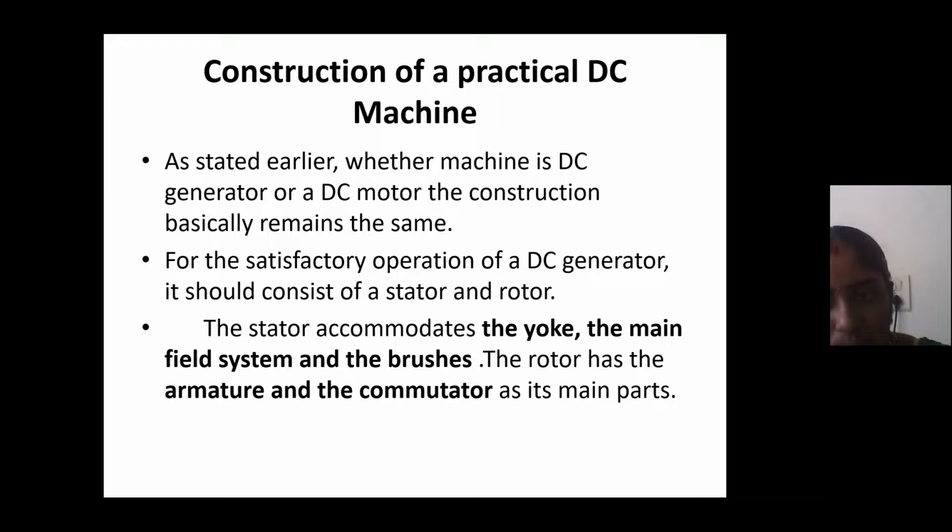For the satisfactory operation of a DC generator, it should consist of a stator and the rotor, which are very important parts of the DC machine. The stator accommodates the yoke, main field system, and the brushes. The rotor has the armature and the commutator as its main parts. These are the main parts available in DC generators.